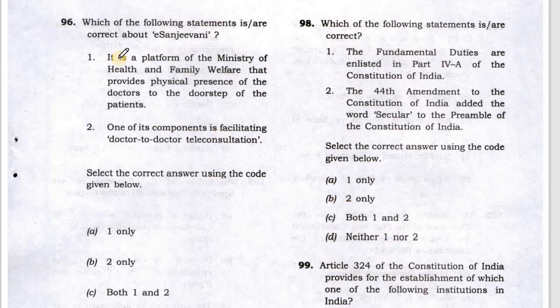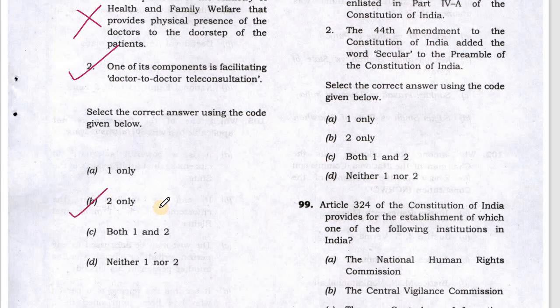Next, they are asking about some scheme of the government. E-Sanjeevani is provided by the Ministry of Health Department. It is not physical presence, it is telecommunication. And the second statement is correct. So B will be the answer.